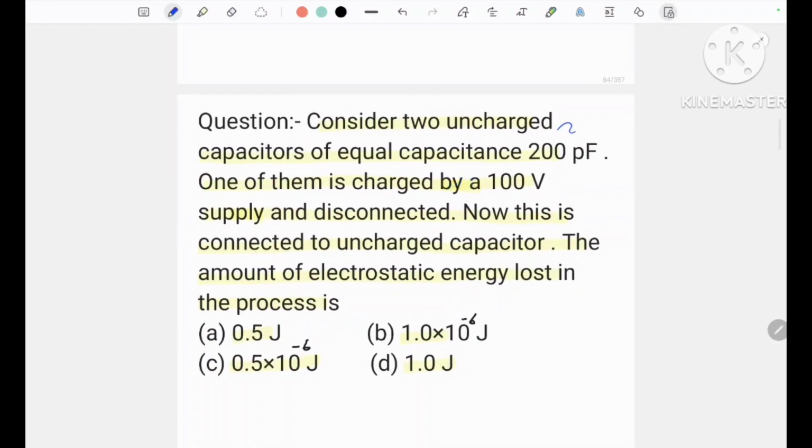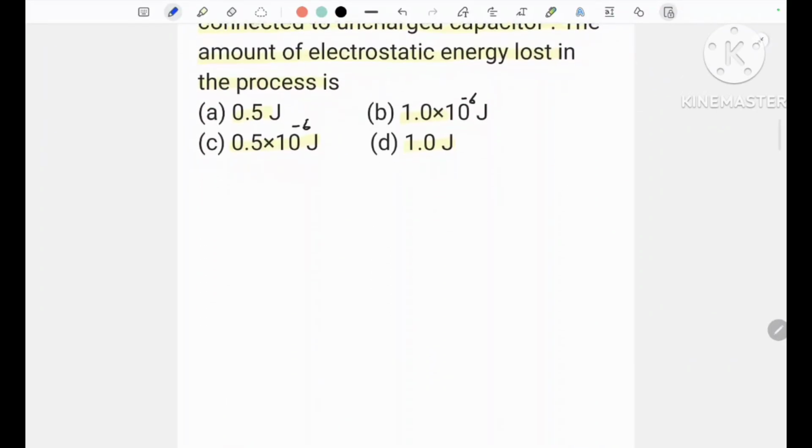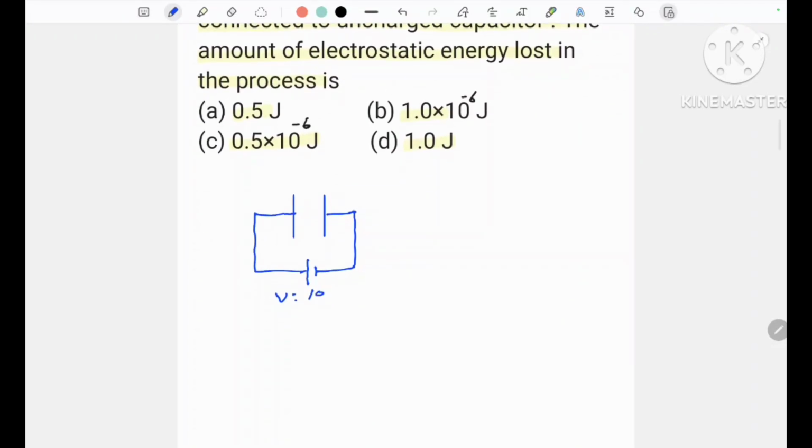जो कैपेसिटेंस है that is 200 picofarad or 2 into 10 to the power minus 10 farad. एक कैपेसिटर, इसको हमने जोड़ दिया एक बैटरी से जिसकी वोल्टेज V is 100 वोल्ट.